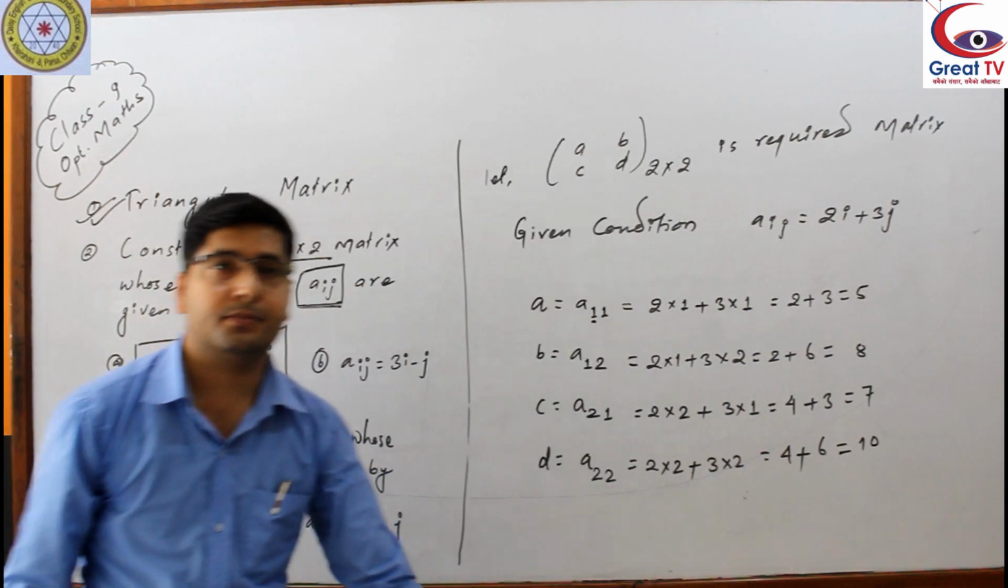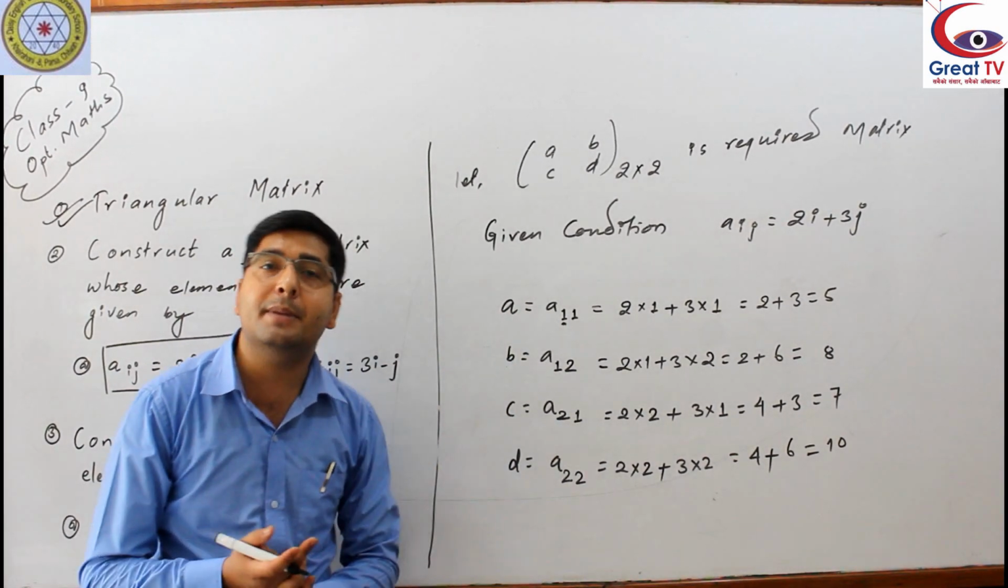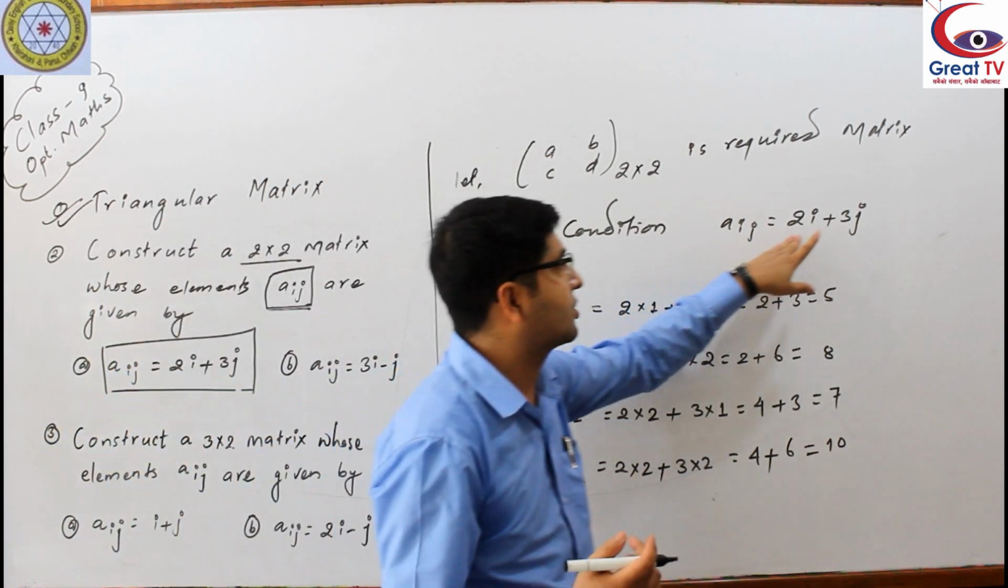Now students, here we have the values of A, B, C, D. We found the values of A, B, C, D from the given condition aij equals 2i plus 3j.